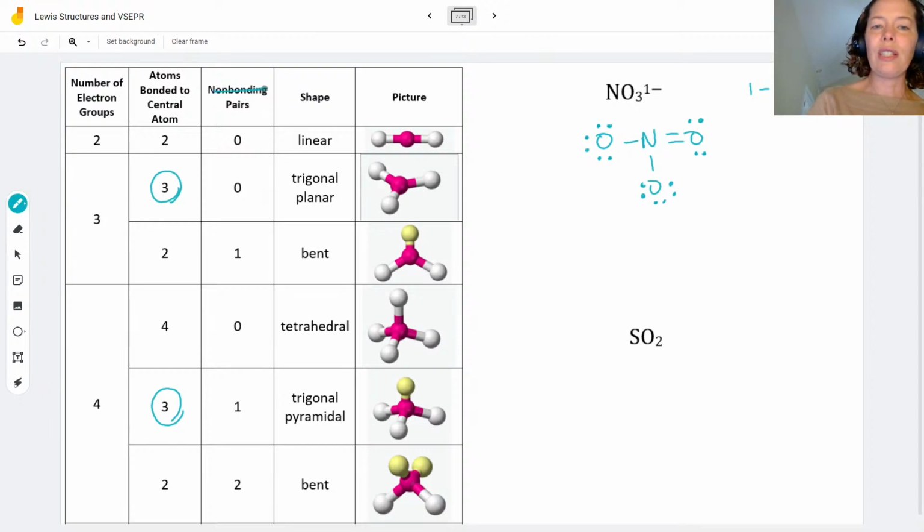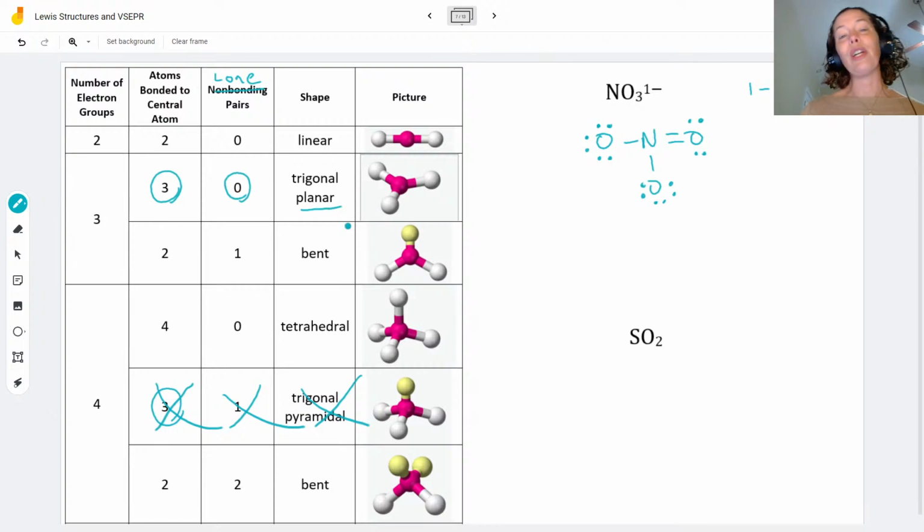Let me change this again. We're calling these lone pairs for this live stream. So again, I'm looking at my central atom. So I'm not checking out lone pairs on any of the oxygens. They are not the central atom in this case. I'm just looking at my nitrogen as a central atom, and there are no lone pairs. So that means I'm not trigonal pyramidal. I am trigonal planar. So close, but not the same thing.